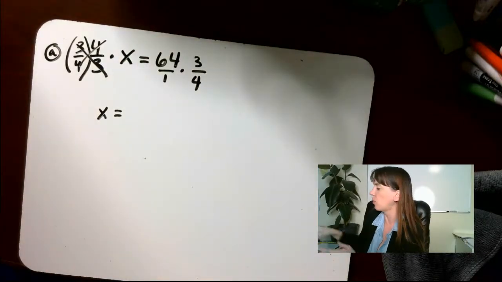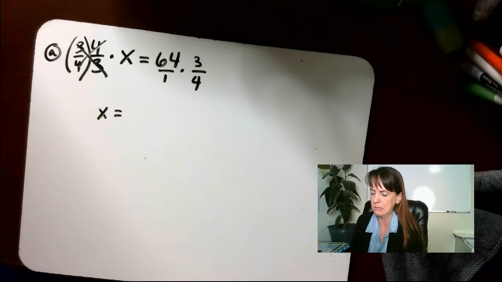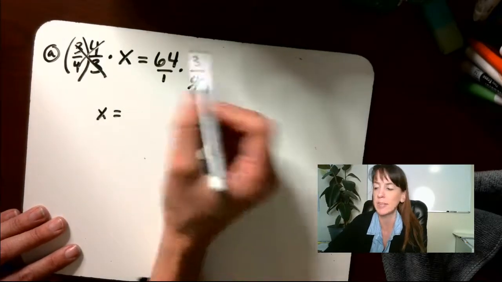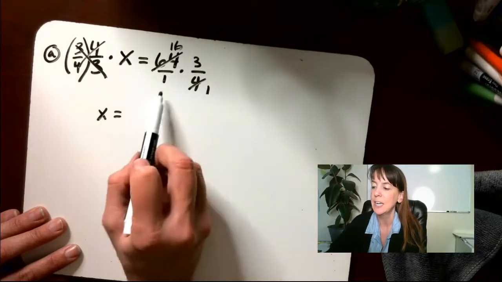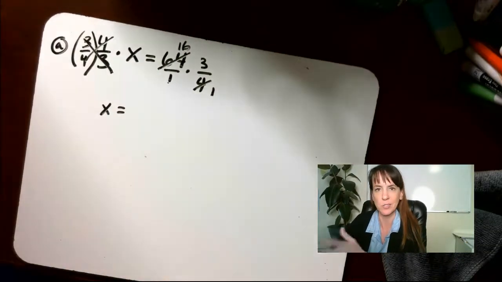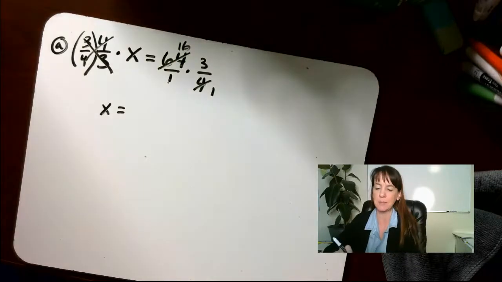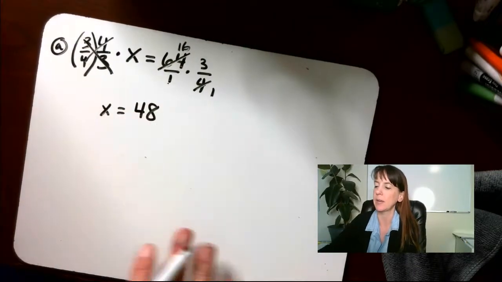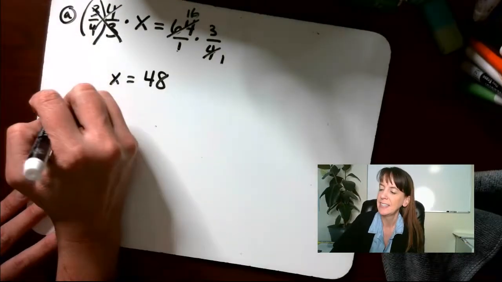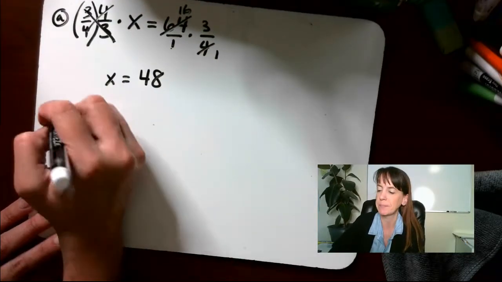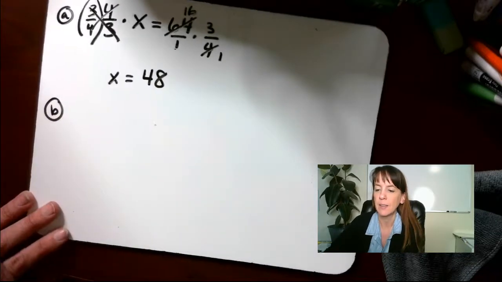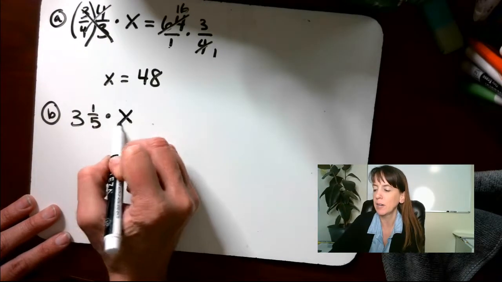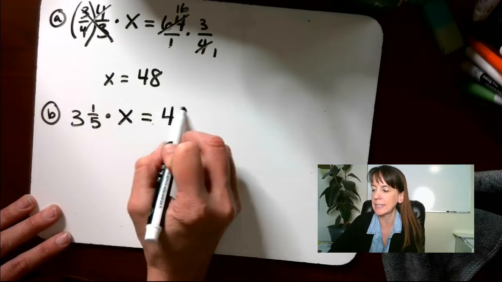64 divided by 4 is 16. Divide this by 4, I get 1. Divide this by 4, I get 16. So downstairs, I have 1 times 1, which is just 1, right? Upstairs, I have 16 times 3. 16 times 3 is 48. So x equals 48. For B, 3 1/5 of what number is 48?